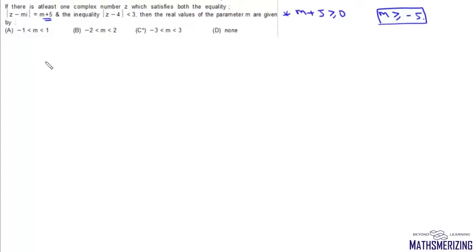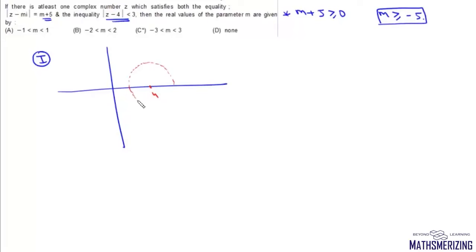So there can be 2 such cases. Case 1. Now first we'll consider this inequality region. Now center is at 4 and radius is 3 units. And since there is no equality sign, we'll draw this dotted circle. So we are talking about all the points inside this circle, and then this other circle whose center is at m iota and whose radius is m plus 5.